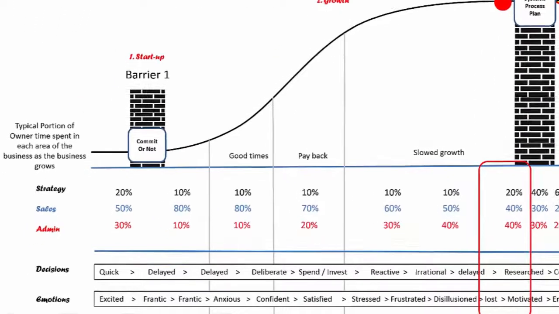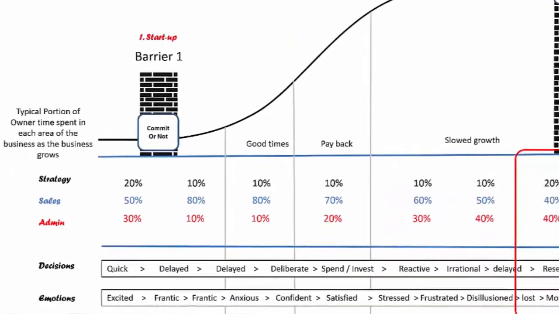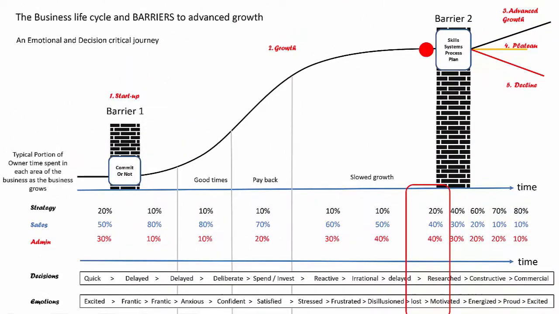The first barrier must be passed in order to start a business. The second barrier can present itself several times in the life of the business, depending on the strategies adopted by the owners as the business grows.